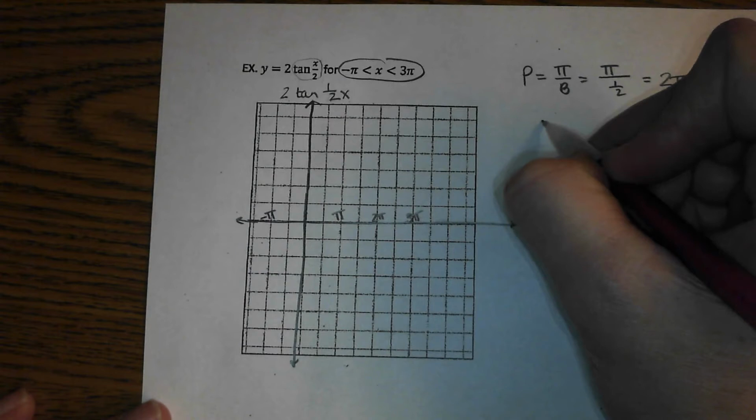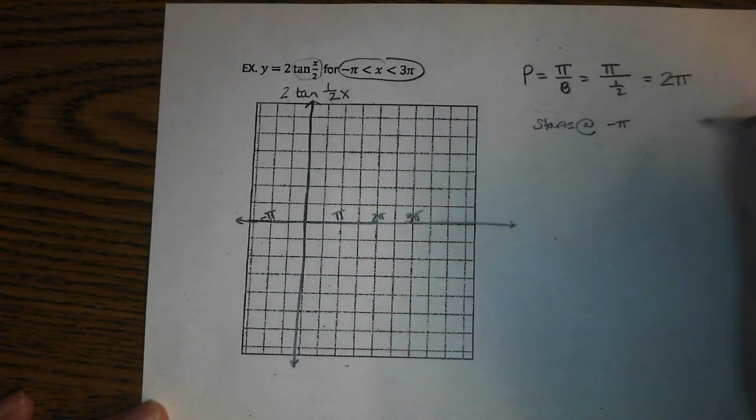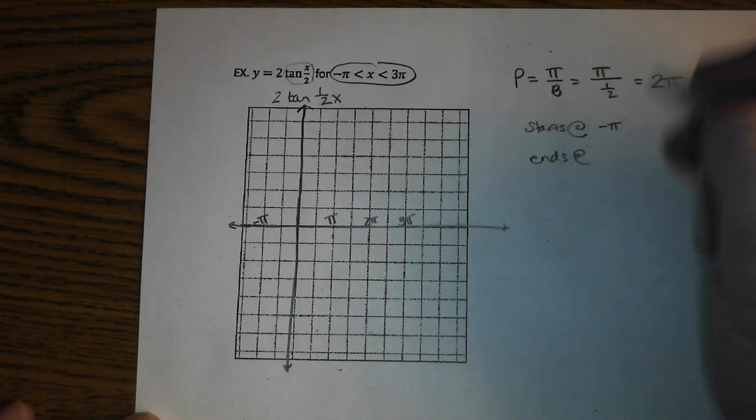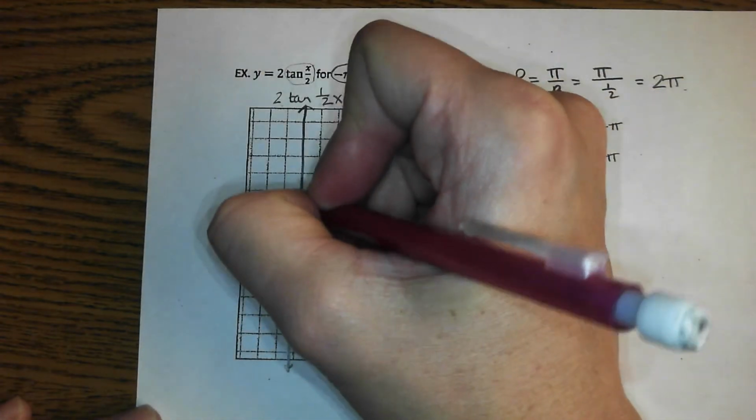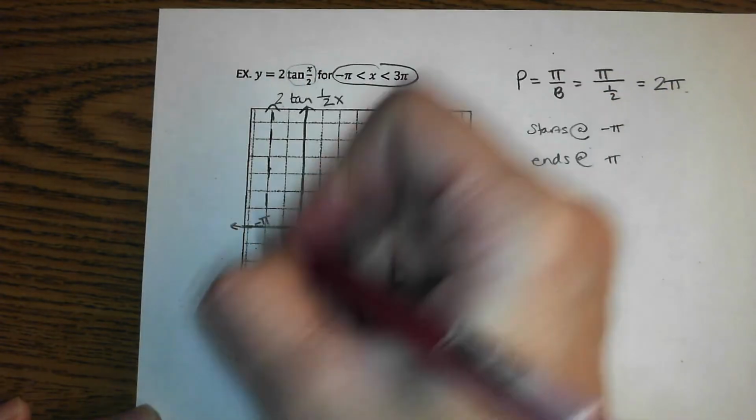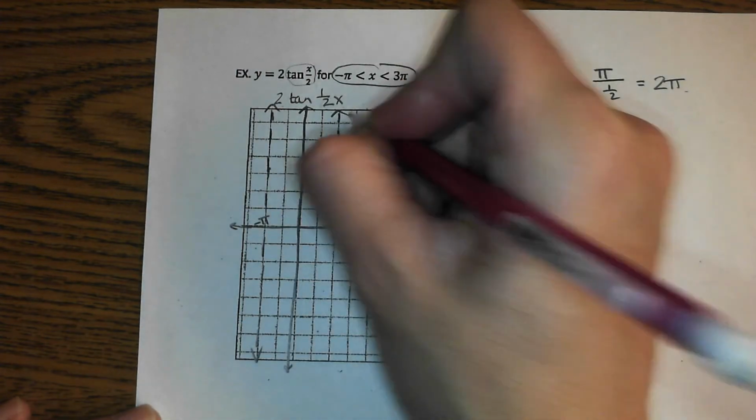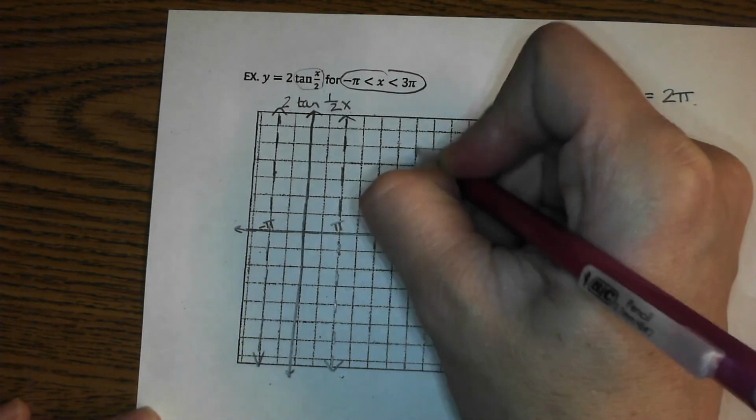So my cycle will start at negative pi, and it's going to end 2 pi units later, which is at positive pi. So asymptotes at negative pi, and then every 2 pi after that. So at positive pi and at 3 pi.